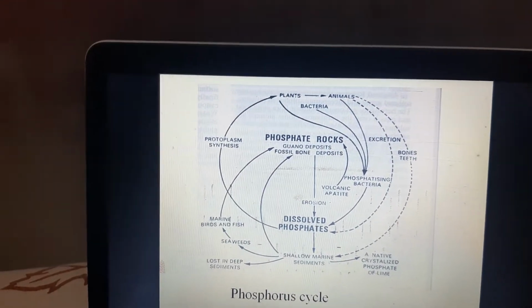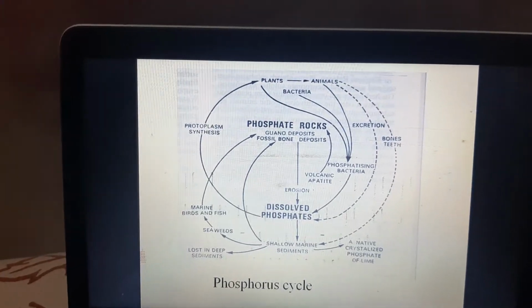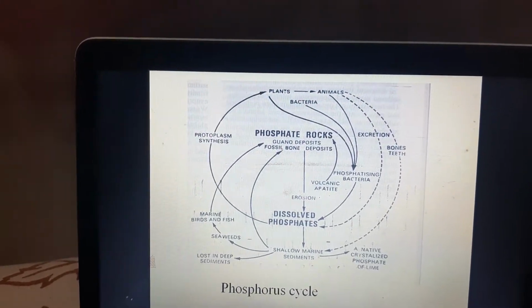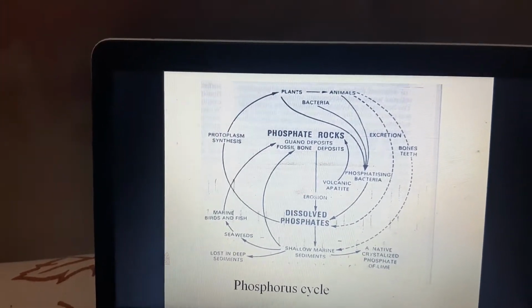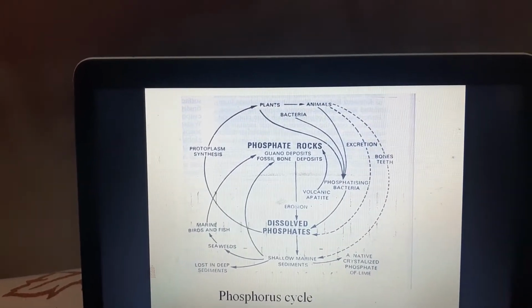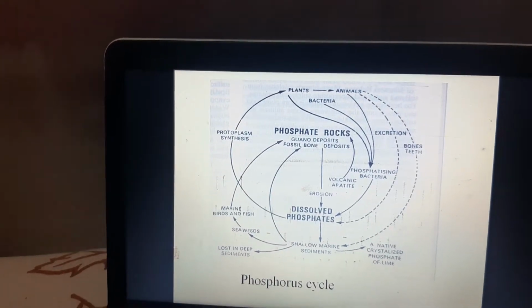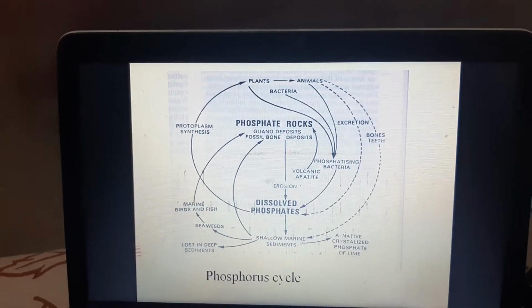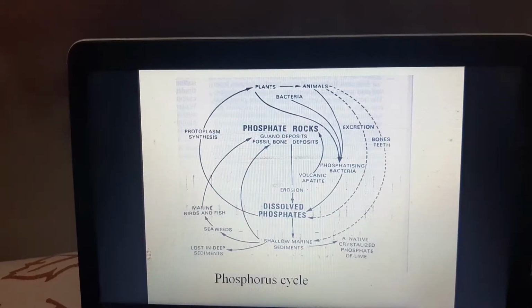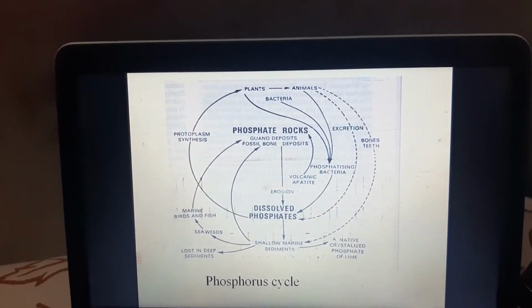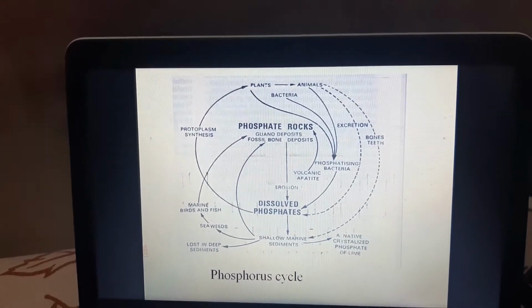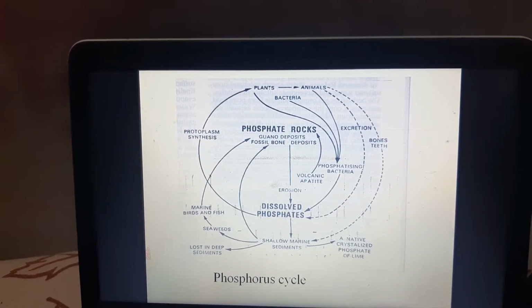So when the concentration of hydrogen ions is below 7, plants will take phosphate in the form of dihydrogen phosphate, that is H2PO4. And when the pH, that is the concentration of hydrogen ions, is above 7, then the plants will take phosphate in the form of hydrogen phosphate, that is HPO4.